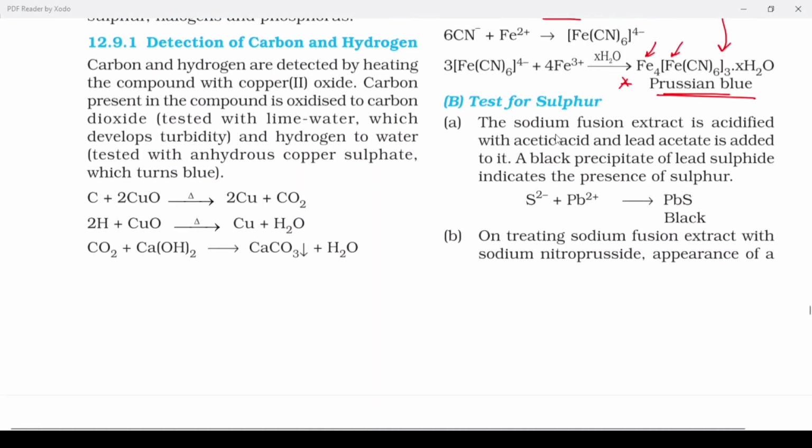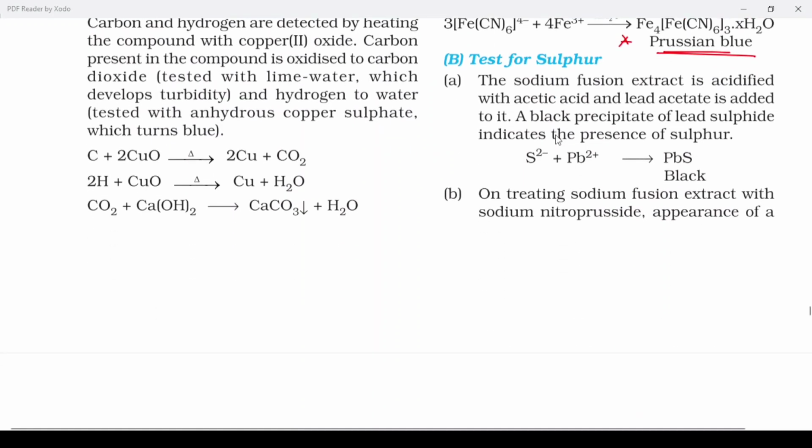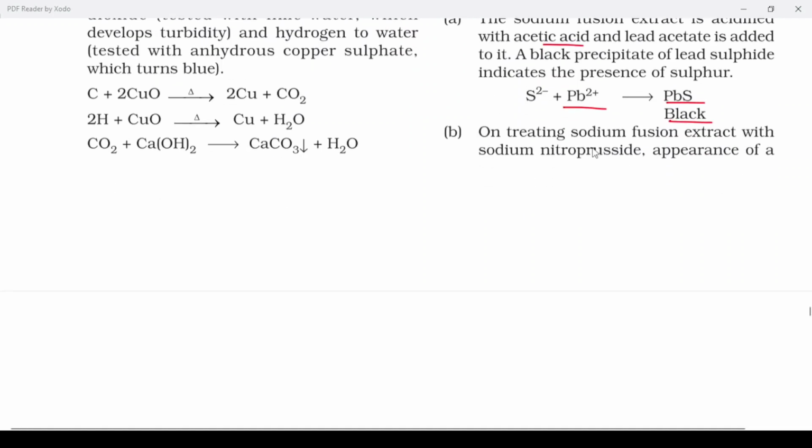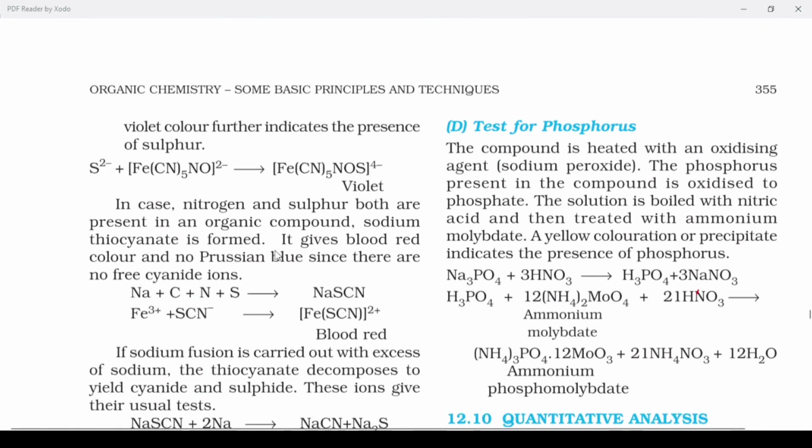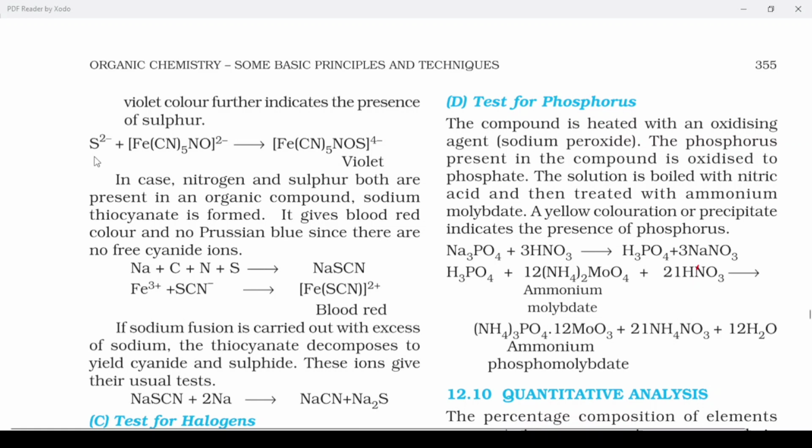Next, sulfur is given, and we basically use two reactions for the detection of sulfur. One is the reaction with lead acetate in the presence of acetic acid. Here it will form lead sulfide, a black colored precipitate. Another is the sodium nitroprusside test. Sulfur will react with sodium nitroprusside and give a violet color.